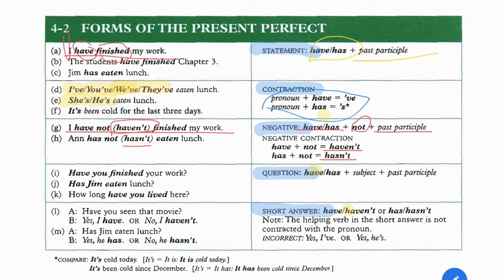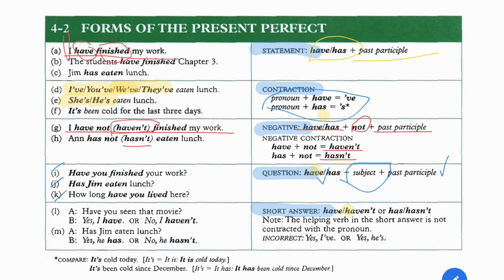To make a question in the present perfect tense, you need to put have or has in front of the subject. And don't forget, the verb used is still in the past participle form. For WH question, you can add the question word in front of have or has. You can see the example in examples I, J, and K.